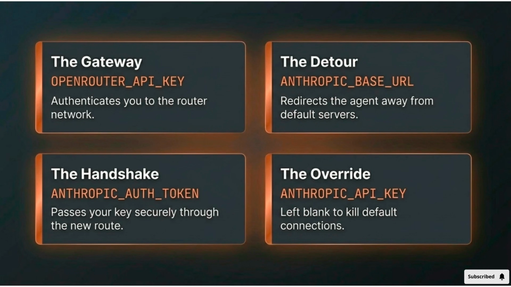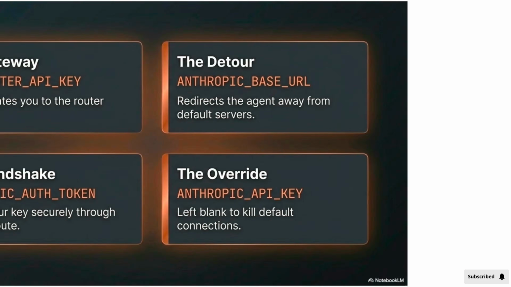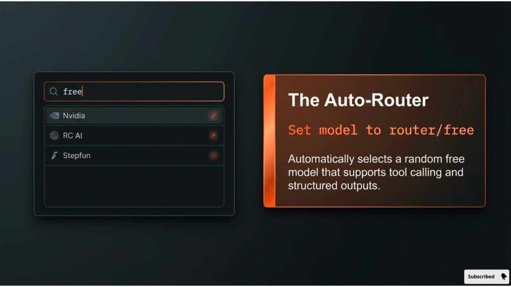The four crucial variables are the OPENROUTER_API_KEY for authentication, ANTHROPIC_BASE_URL to redirect the agent, ANTHROPIC_AUTH_TOKEN to pass your key, and ANTHROPIC_API_KEY as an override to kill default connections. The auto-router automatically selects a random free model that supports tool calling and structured outputs. Set the model to router/free to utilize this feature.